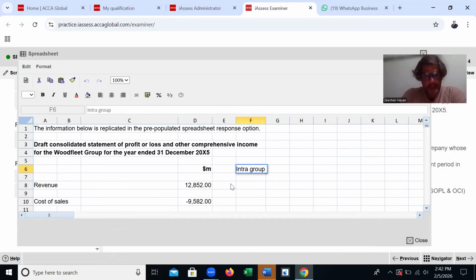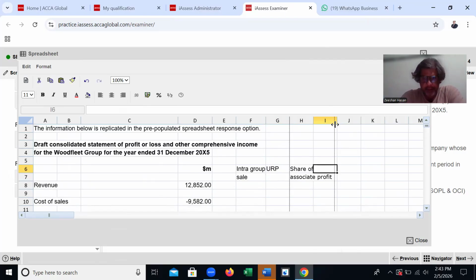intra group sale over here. We will require URP here. Unrealized profit. Also a share of associate profit will be needed over here.